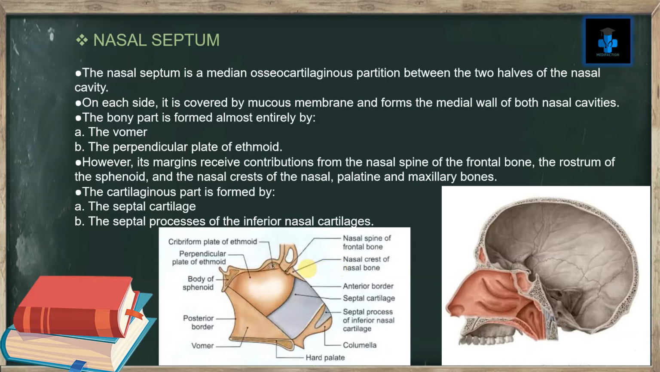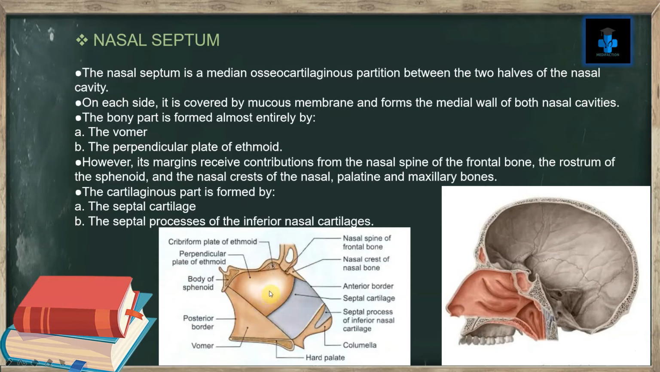The bony part is formed by the vomer right here, and also the perpendicular plate of the ethmoid, which is right here. So these two bones constitute almost entirely the bony part.